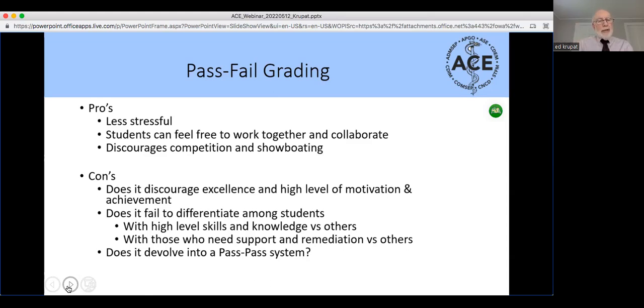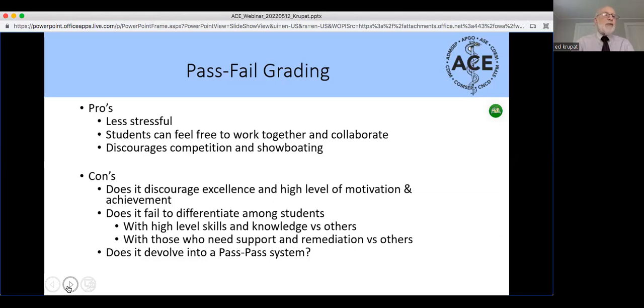And then the question is, does it affect learning? The people who don't like pass-fail grading will argue that it discourages excellence and a high level of motivation. If all I've got to do is pass, then why do I need to demonstrate to myself, if not to others, that I really, really know this stuff? I can kind of ease off. I can kind of cool down.